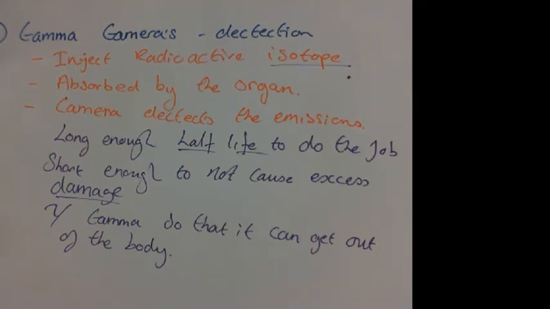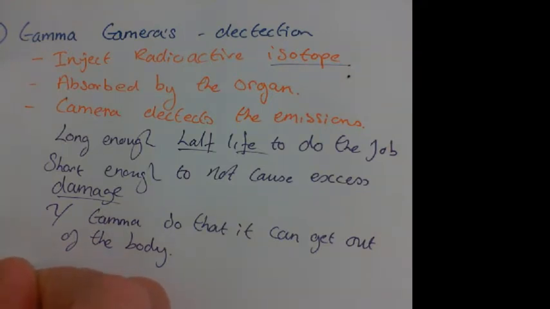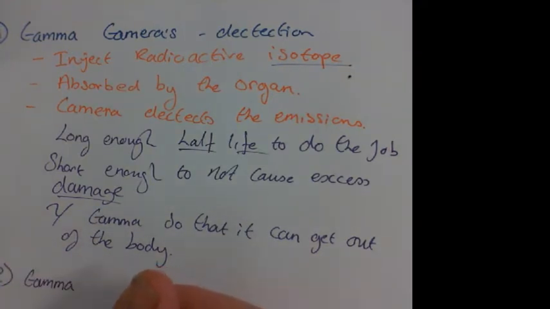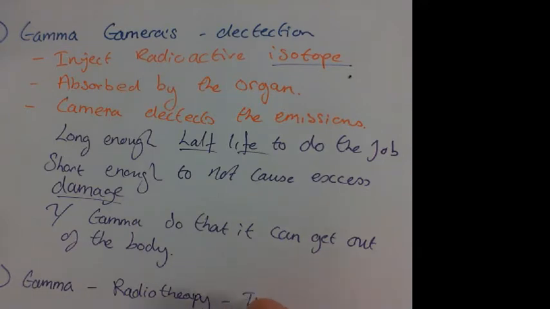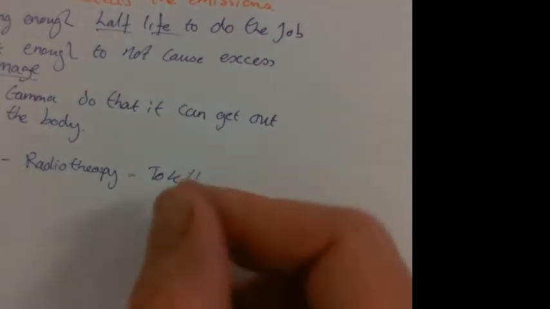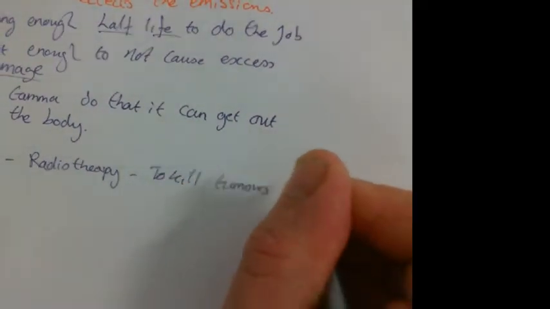Okay, next one I want to talk to you about is the other main type, gamma radiation, sometimes beta, which is used in radiotherapy, and that's used to kill cancers. Okay. Kill tumours.